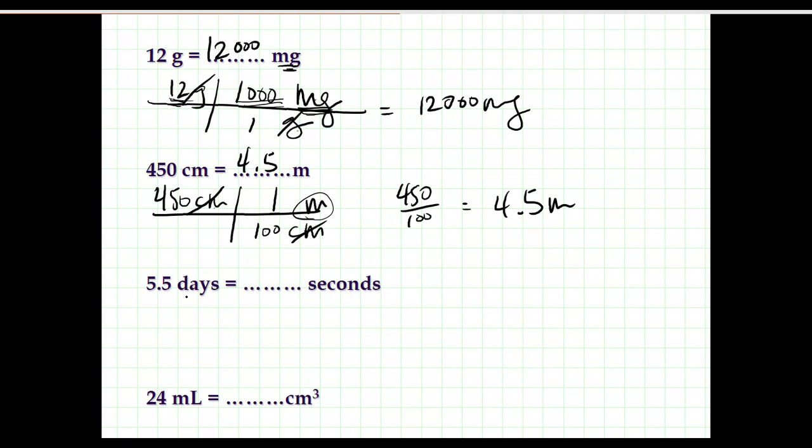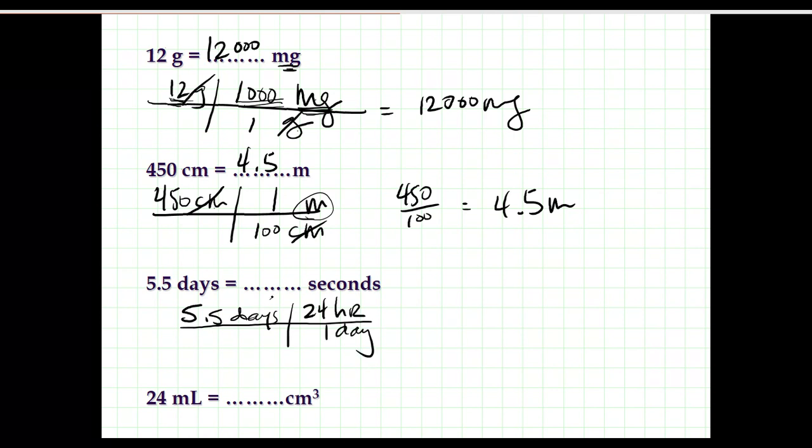Ooh, this one's a little tricky. I'm going from days to seconds. 5.5 days is how many seconds? Same process. We're going to start with our railroad tracks. I've got 5.5 days. I don't actually know how many seconds are in a day, so I'm going to first convert to hours. I know that there are 24 hours in 1 day. Days on top, days on bottom, cancel out.